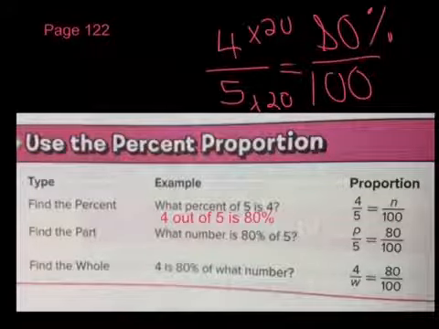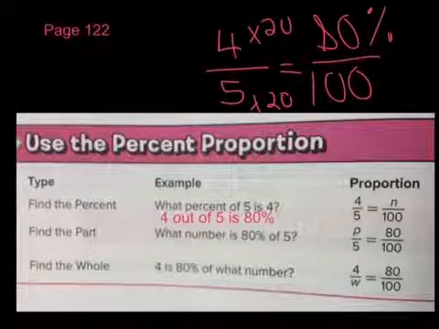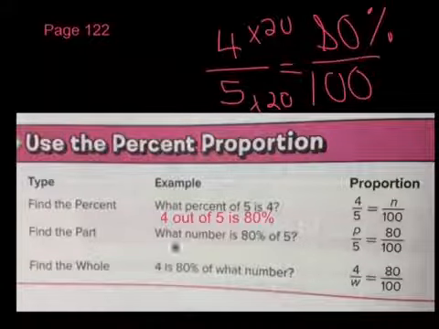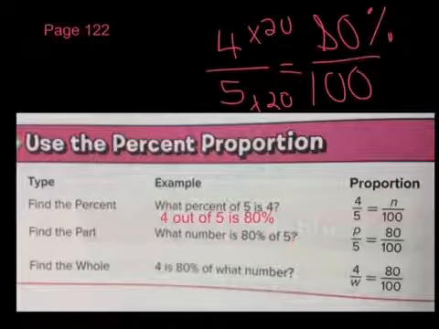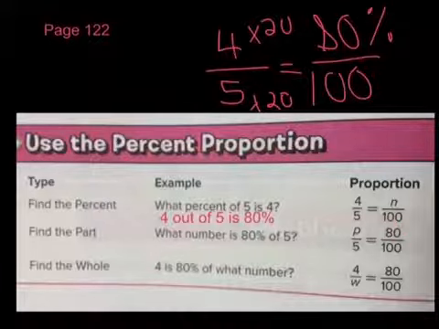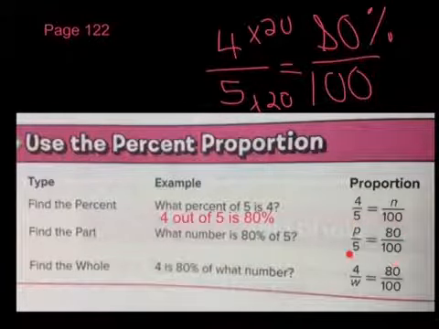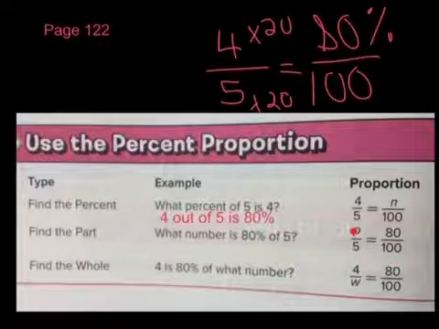Let's try the second one. It's essentially the same question, except they're asking it differently now. Let me draw your attention. Now they're telling you what number is 80% of 5. So they're giving you the 80% as we solved it here, but now they want to know the number. So you go backwards. What did you do to the 100 to make it 5? Do the same to the 80. You divide by 20, you divide by 20.